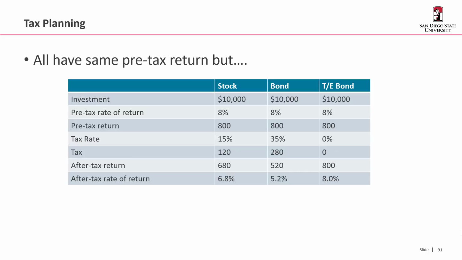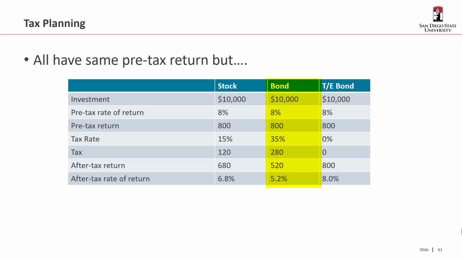So let's start with the stock on the left. $10,000 investment, 8% return would throw off $800 each year. The tax rate on that is dividend. So these are dividends being paid. So the qualified dividend rate is 15%. The tax would be $120, and so Sandy's after-tax return is the $800 pre-tax minus tax of $120, or $680. So the after-tax rate of return is only 6.8%, not the 8% that the pre-tax return was.